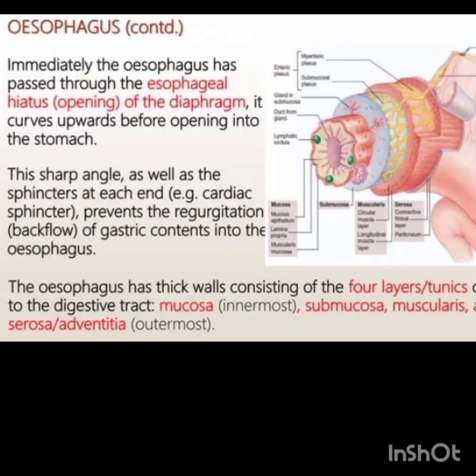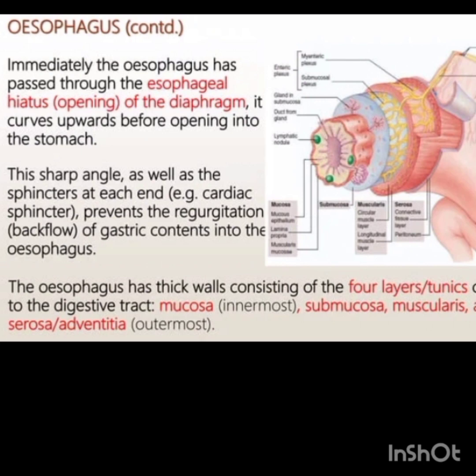Now see the esophagus structure, my dear. Immediately after the esophagus has passed through the esophageal hiatus in the diaphragm, it curves upward before opening into the stomach. This sharp angle at the end is called, my dear, the sphincter.